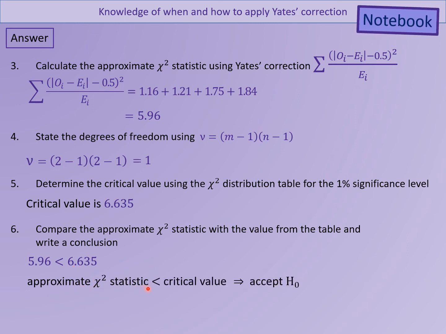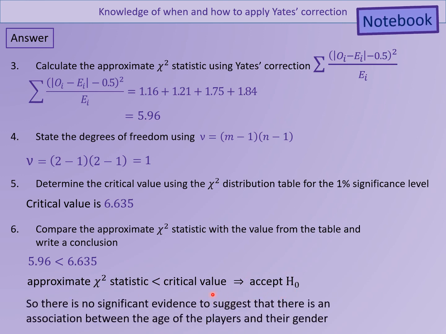So there's not enough evidence to reject the null hypothesis. So in this case, there is no significant evidence to suggest that there is an association between the age of the players and their gender. Okay, so there's no significant evidence suggesting an association between them both, right?